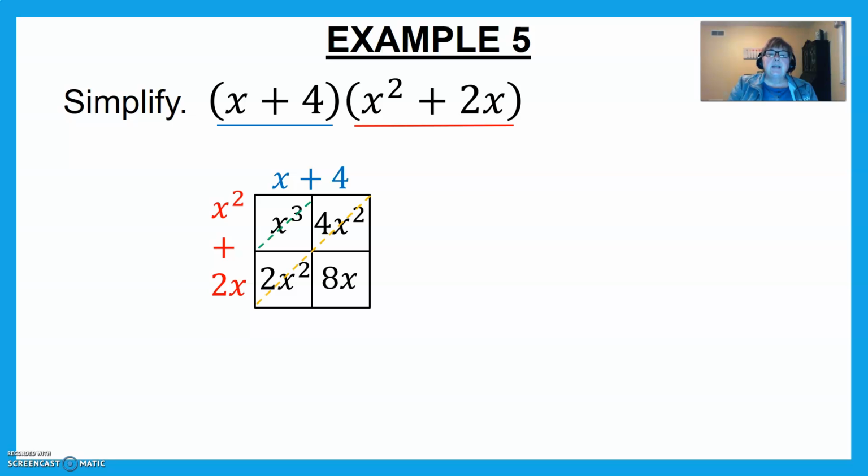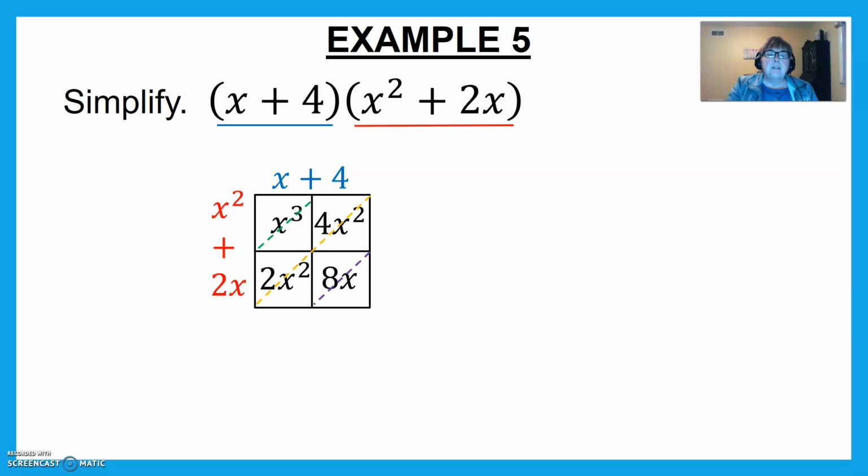I draw in my diagonals. These diagonals are also a nice way to see if you multiply the exponents correctly, because remember, anything on the diagonal should be the same like terms, same exponents. So now I'm going to just write down what I have.